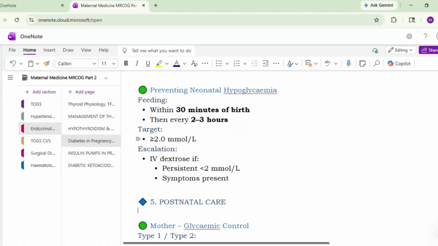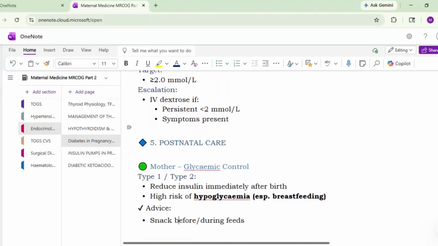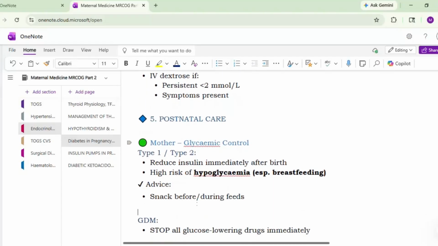Then preventing neonatal hypoglycemia: the mother should feed the baby within 30 minutes of the birth and then every 2 to 3 hours. The baby's blood sugar should always be more than or equal to 2 millimoles per liter, and escalate IV dextrose if there is a persistent blood sugar less than 2 millimoles per liter or if hypoglycemia symptoms are present.